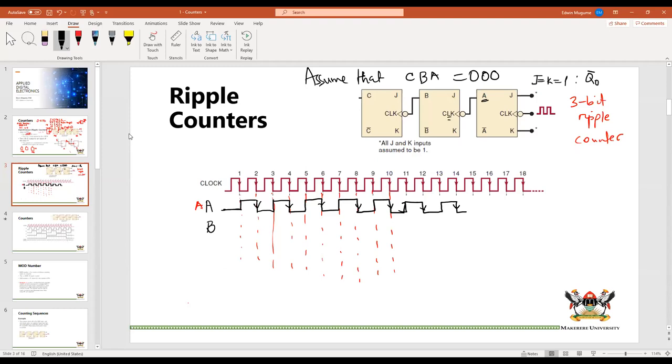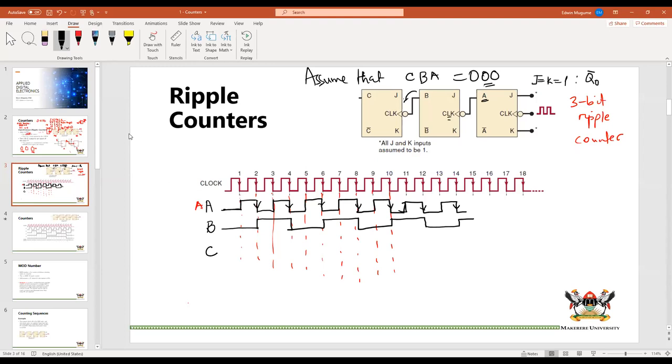Now B is initially zero as well. So it will stay at zero until A changes from a one to a zero, in which case it should toggle to one, and it will stay at one until the next NGT toggles it to zero, and so on, just like the case with output A. Now C follows suit.